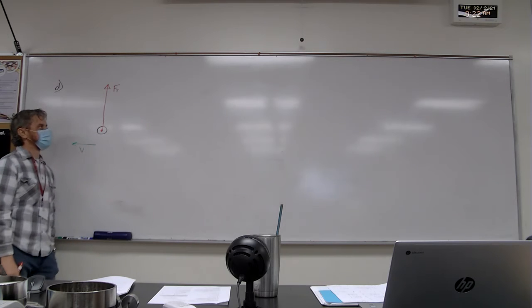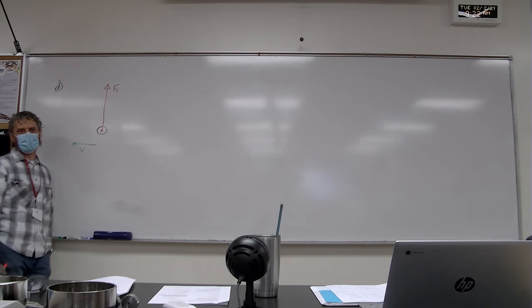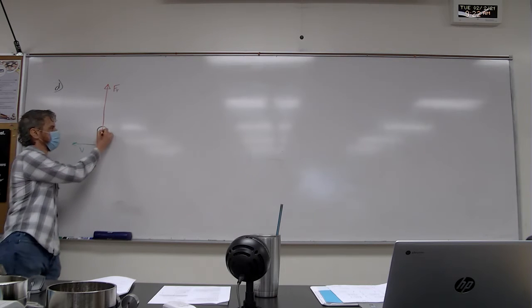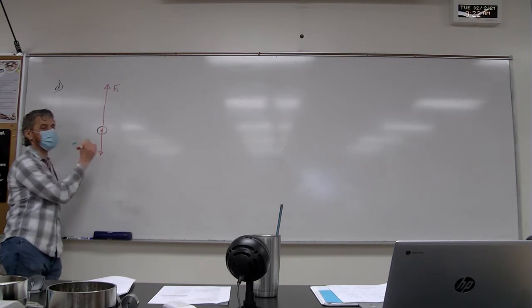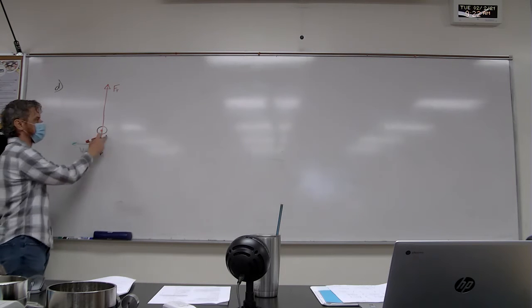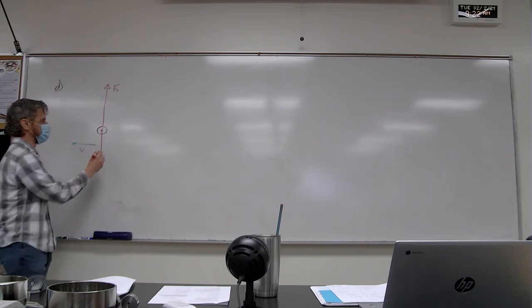Now what can I say about the size of mg relative to the size of the tension force? It's smaller. It has to be smaller, right? Good. The net force is always towards what? Towards the center. We're moving in a circular arc. So at the bottom of the arc, the net force must point towards the center.